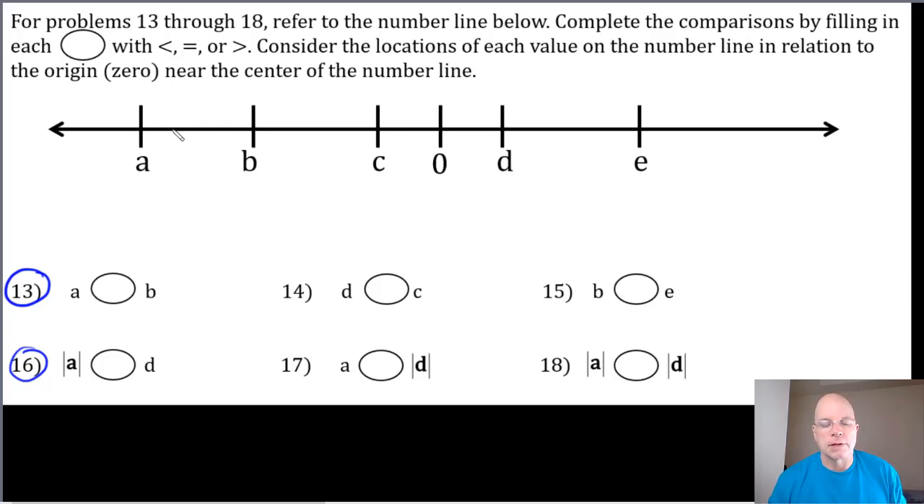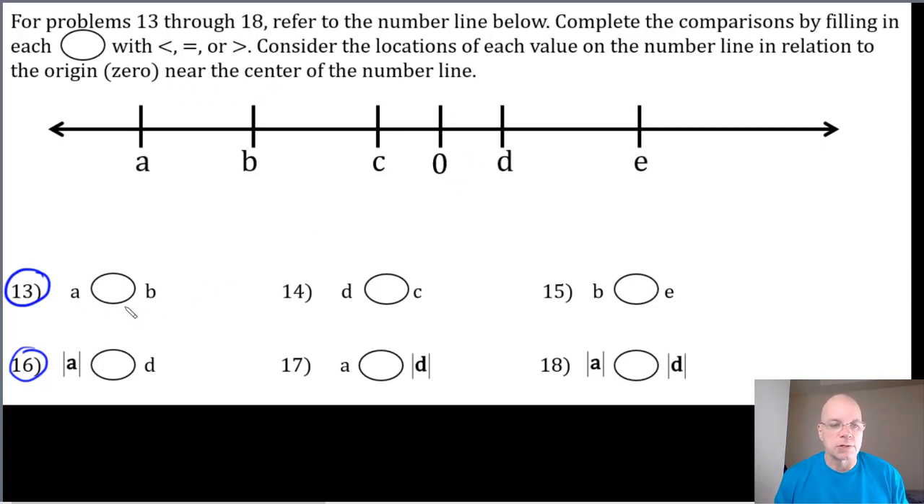The numbers increase in ascending order as you go from left to right. So if something is left of anything else, it's less. And if it's to the right of something, it's more, it's greater. Complete the comparisons by filling in each oval with less than, equal to, or greater than symbols. Compare the locations of each value on the number line in relation to the origin, which is shown near the center of the number line.